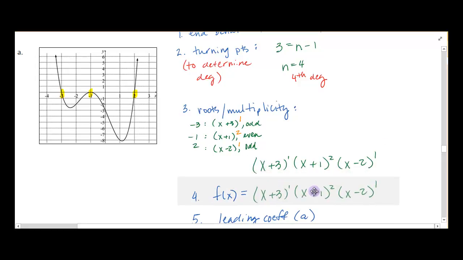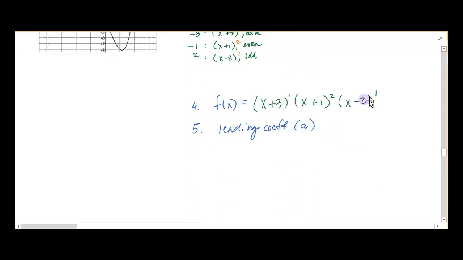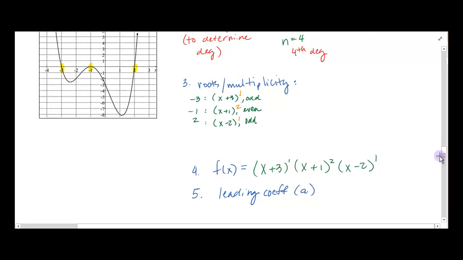My polynomial function looks like this so far, but the only thing I'm missing is the leading coefficient, because that'll affect the actual shape of my function. To find the leading coefficient, let's go back over here and choose any point on this graph, let's say (0, -3).